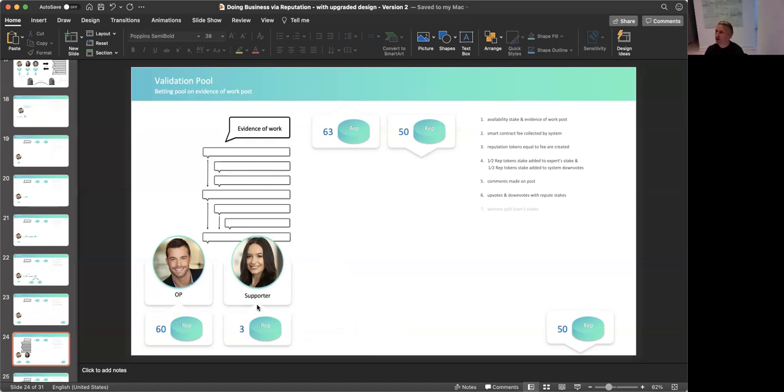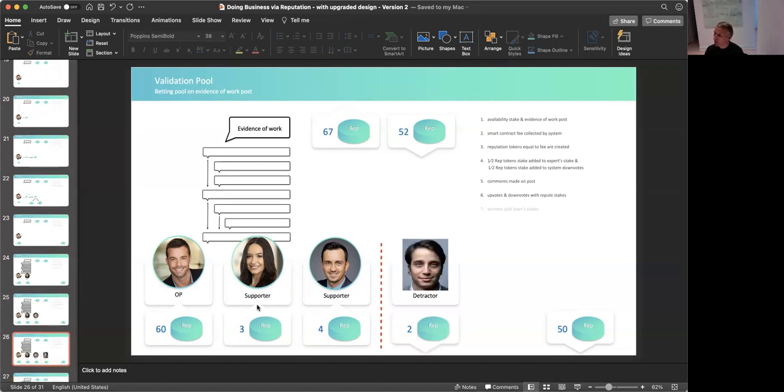Now we have evidence of work and the OP says, hey, here's what I did. And people are looking at this and there's one supporter who stakes 3 reputation tokens up, says, yes, this was valid work. The OP did well. This represents the DAO and the DAO's quality of work. So now we have 63. Now we have another supporter with 4. We get to 67. 67 reputation is staked up. We still have 50 down. Now we have some detractors. Detractor 1 comes in with a -2 downstake, and we have another detractor who feels stronger and says, no, this is not representative of the DAO. This is a -7, a negative vote against the OP's work.